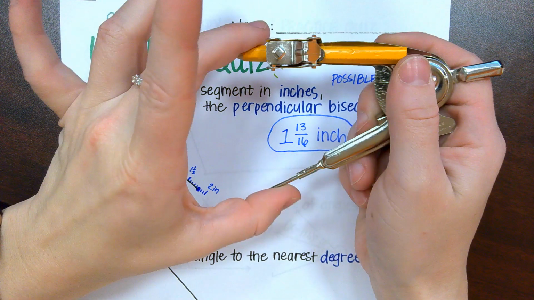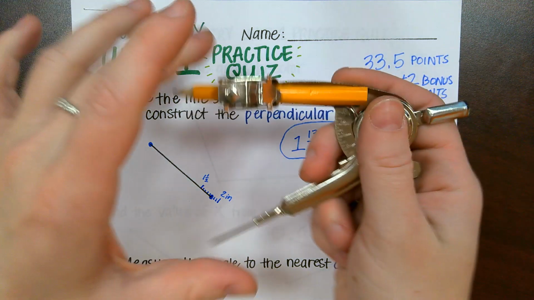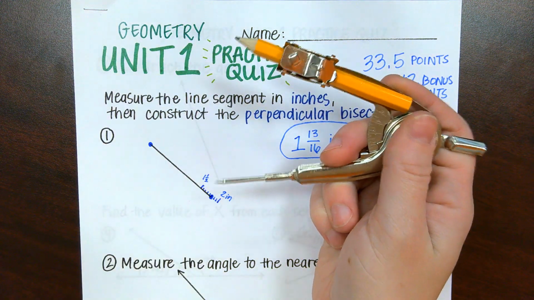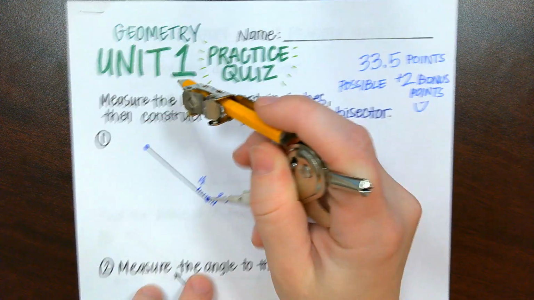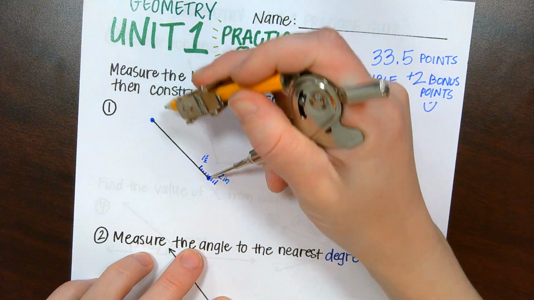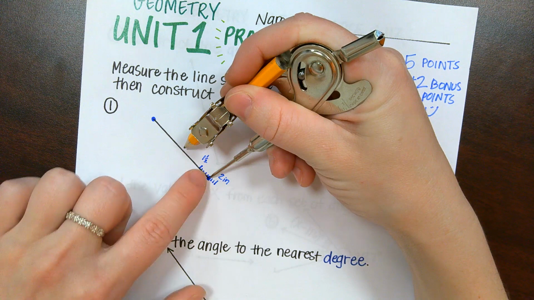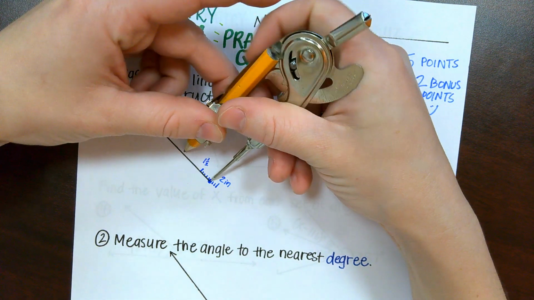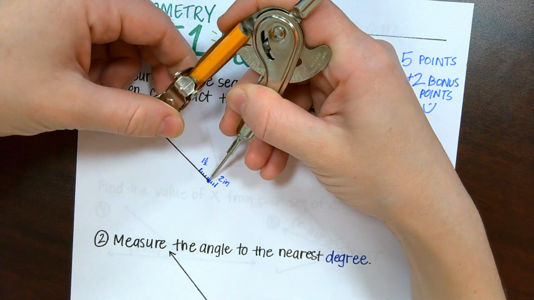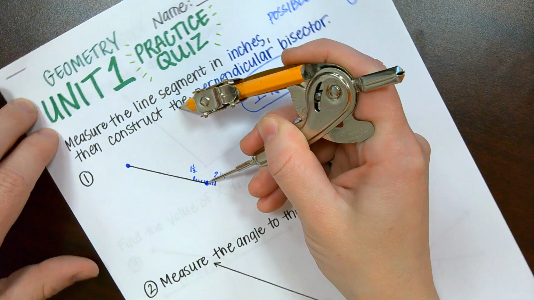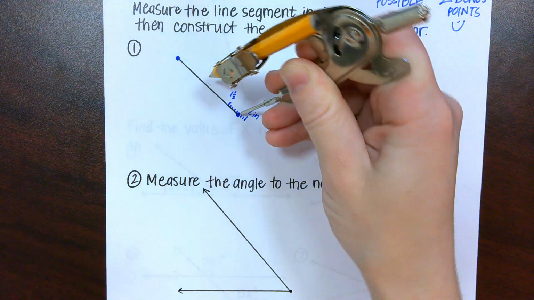So here's my compass. The first place I start whenever I'm constructing a perpendicular bisector is with the pointy part of the compass on one of my endpoints. Now I'm going to make sure that my compass is open at least half the length of this line segment. So I'm going to open it about there. You could also do it from endpoint to endpoint, but I don't want to go through my words. So I'm going to open it a little bit less, maybe about here.